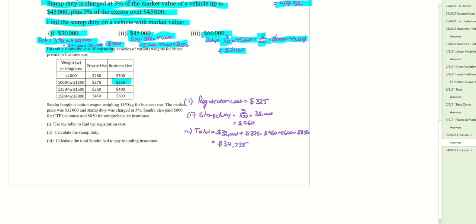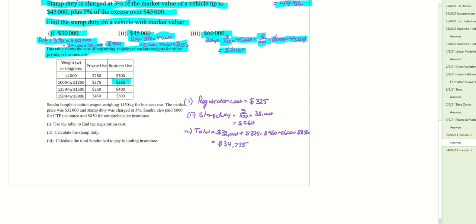Our last question refers to the cost of registering vehicles. So the table shows the cost of registering vehicles on various rates for either private or business use. Our question tells us Sandra bought a station wagon weighing 1150 for business use. So we find the column for business use, which is on the right. We look for the weight of 1150, which is in the second row. So I've highlighted that amount is $325 to register that car.